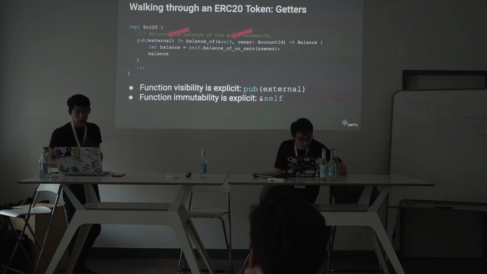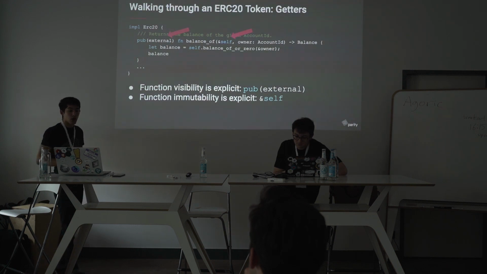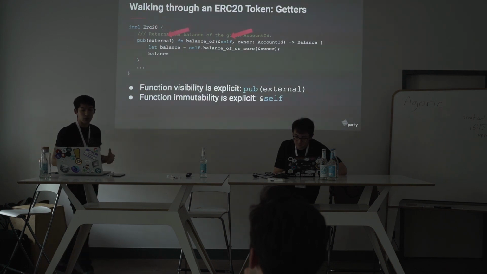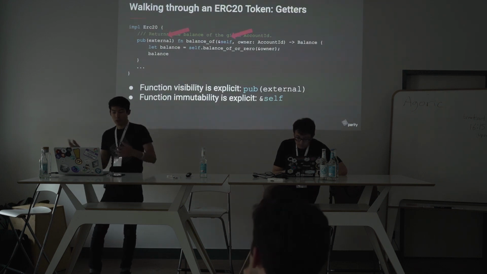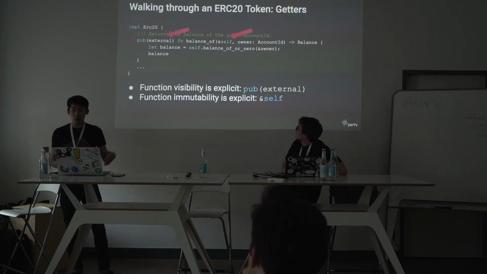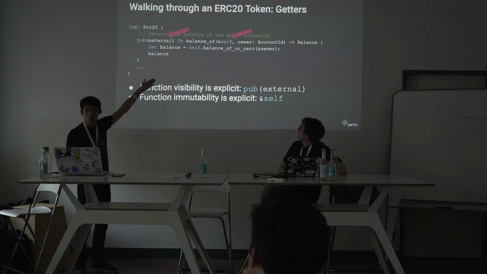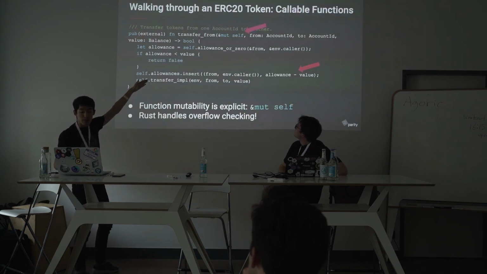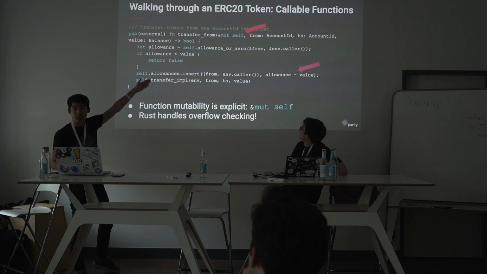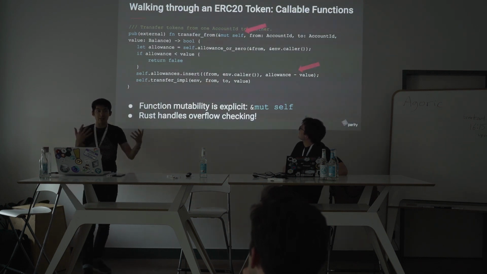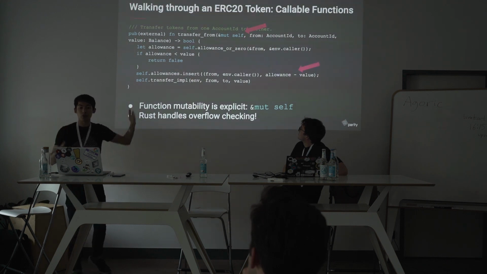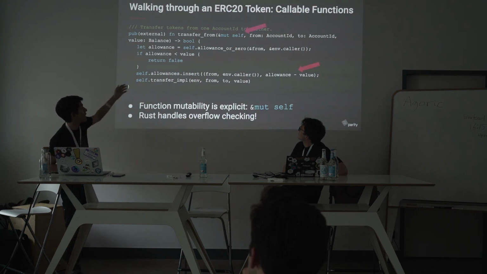And then finally, we're walking through some more stuff like getters. So function visibility is explicit. If you want to have a function which can be called from the outside, you must mark it pub external and then the function. And also immutability is explicit. So here we have it as self, and I'll show you next a mutable function which uses mut self. So again, I think this is very similar to some of the things that Solidity has learned. Like you need to add view, or you need to add what the function is able to do. That's built in a Rustic way.